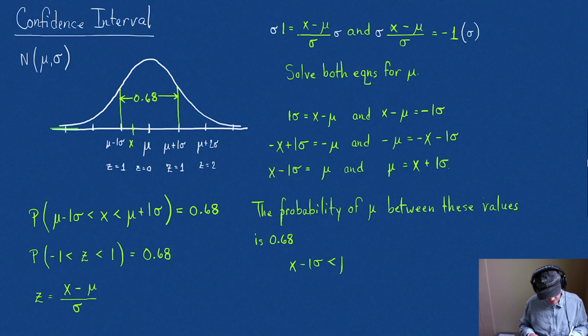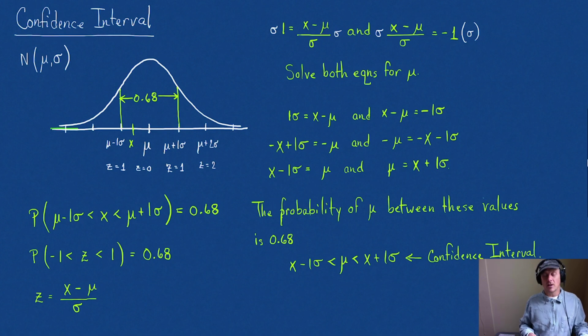That's going to be less than mu. There's a 68% chance that mu is between that and x plus 1 sigma. And this is called the confidence interval. In this case, we are 68% confident that our mean is contained somewhere in that interval.